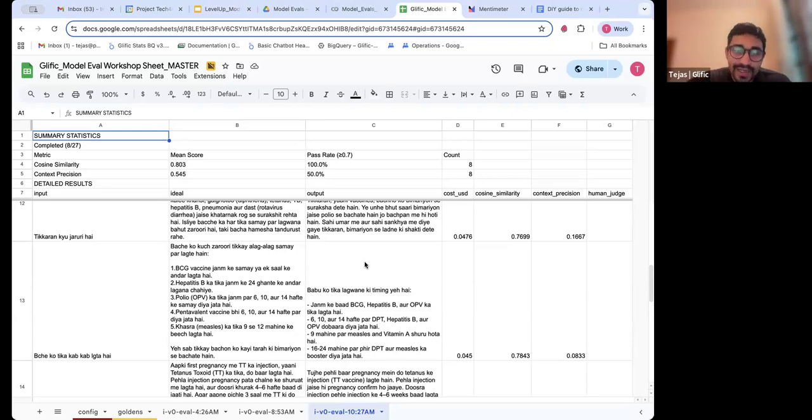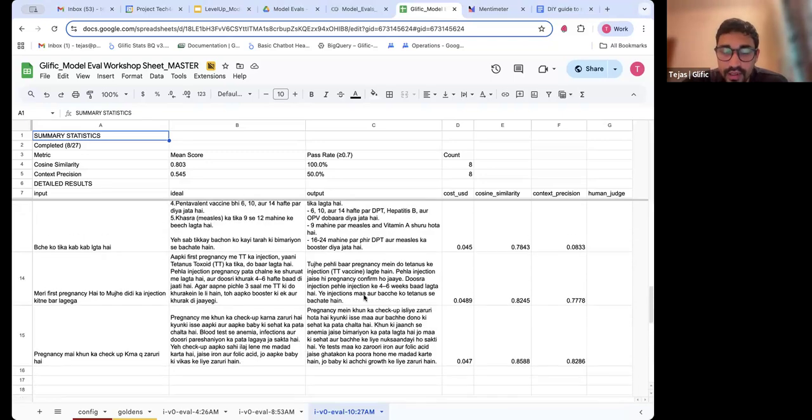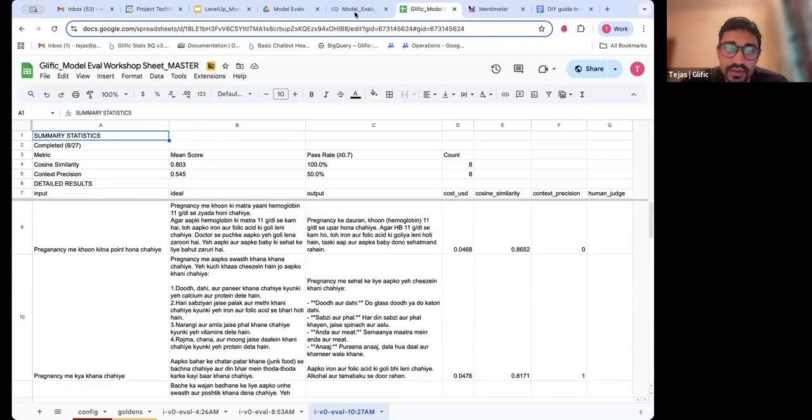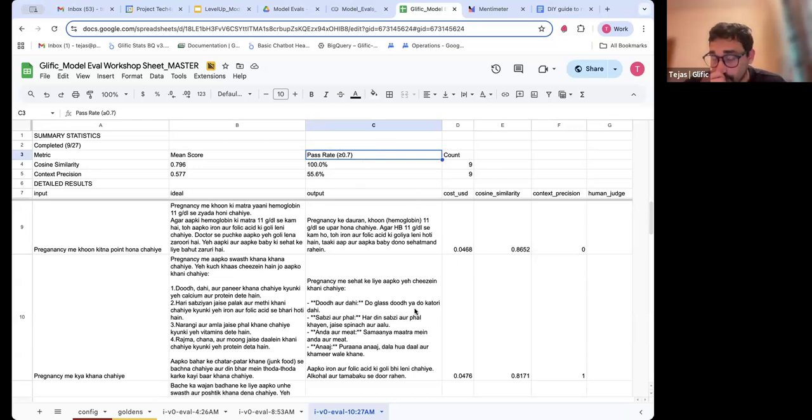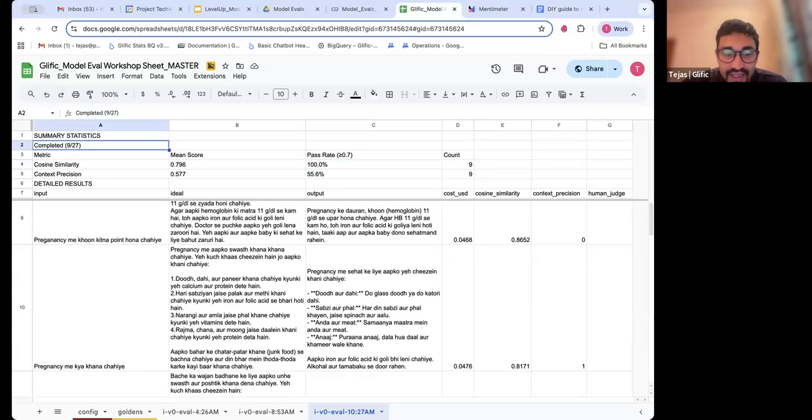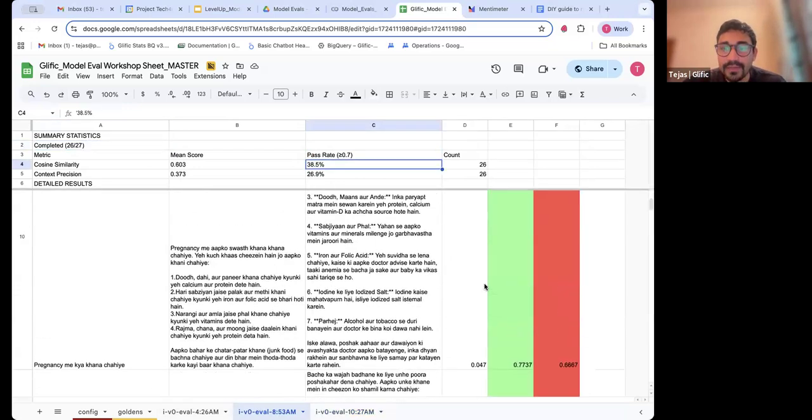Okay, thank you. Cool. So it is going to take some time for this to run. Essentially, this is what you will start getting as output. There's a value for cosine similarity, there's a value for context precision, and we have set the threshold as above 0.7 is considered a pass. So it is calculating the pass rate, and how much of it has happened right now. Once everything gets completed, this is what it looks like.